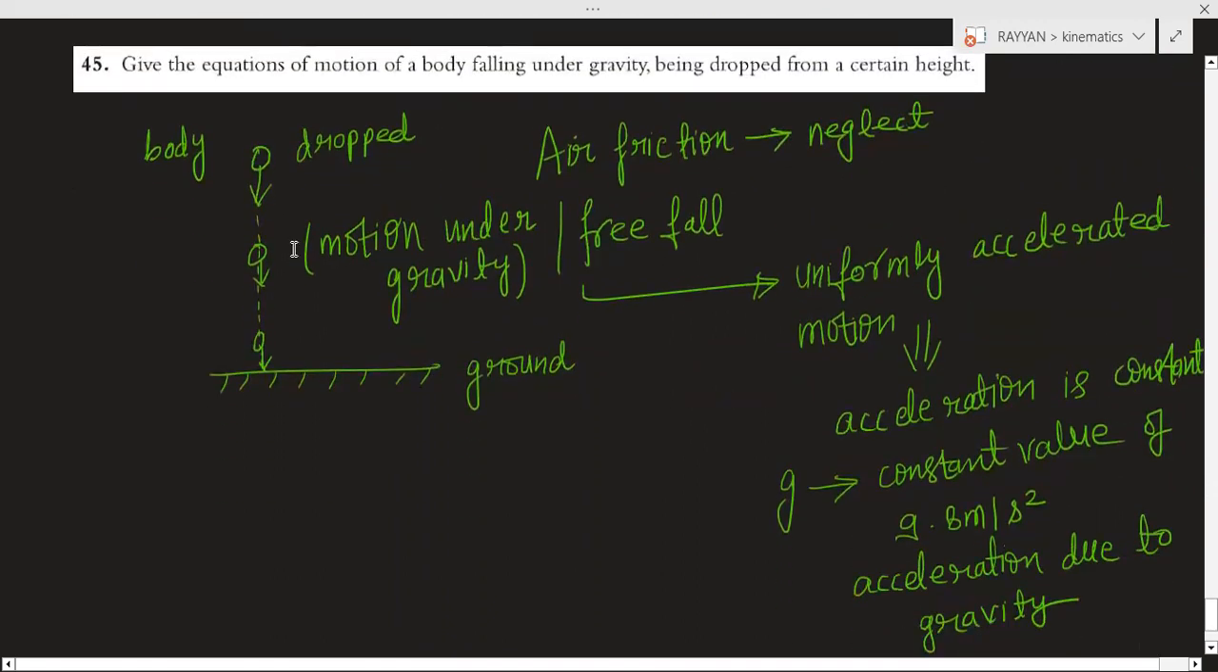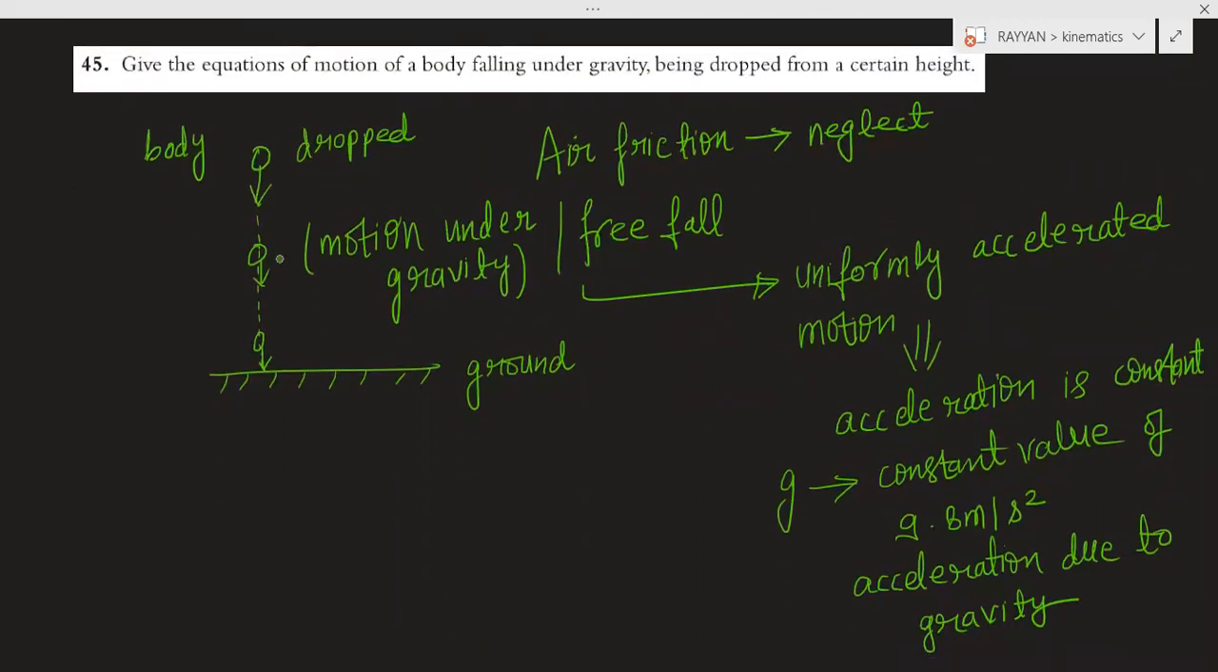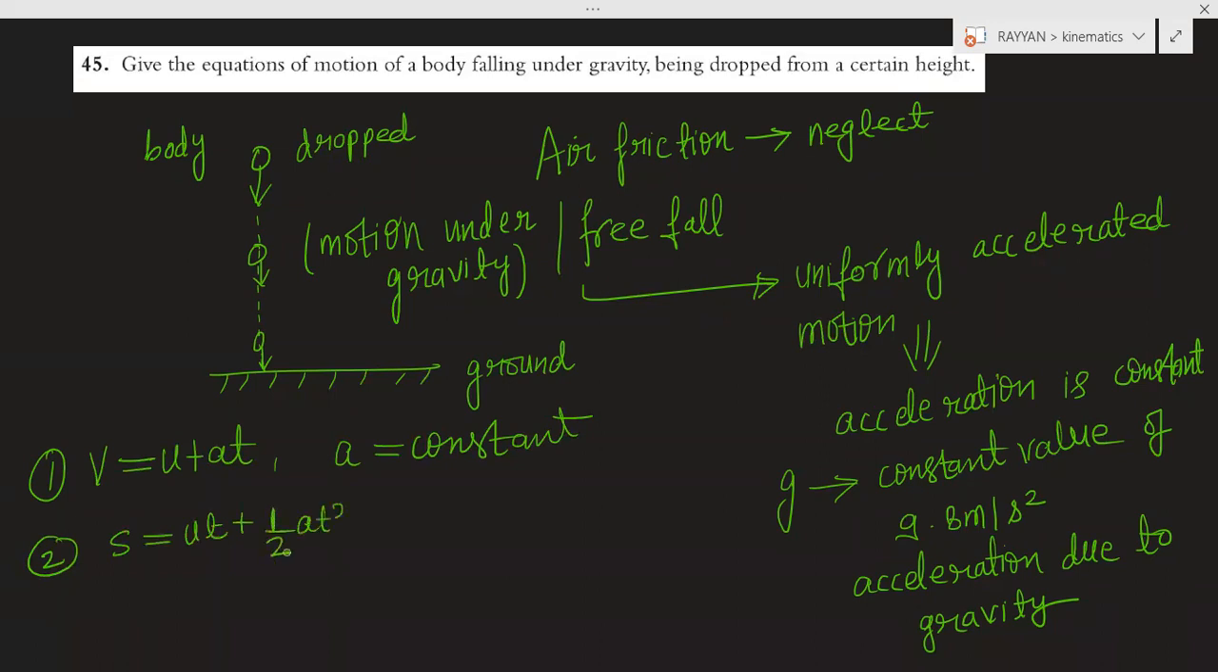Now, I told you there are three equations of motion. If you apply the three equations of motion here, what is the first equation? v is equal to u plus at. This equation of motion is for uniform acceleration, where acceleration is constant, a is equal to constant. The second equation of motion is s is equal to ut plus half at square. The third equation of motion is v square is equal to u square plus 2as.